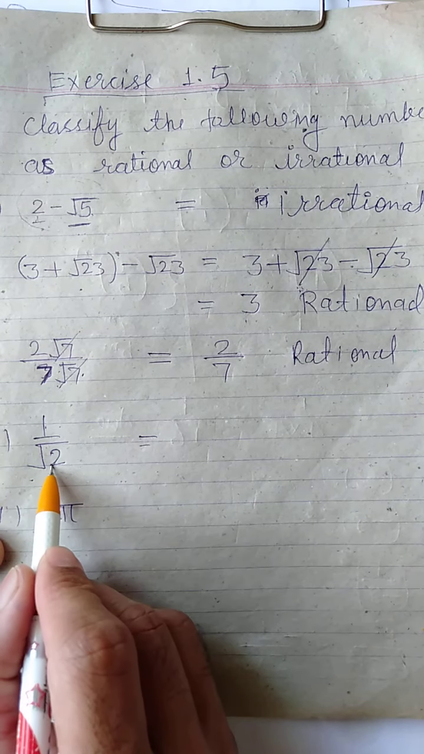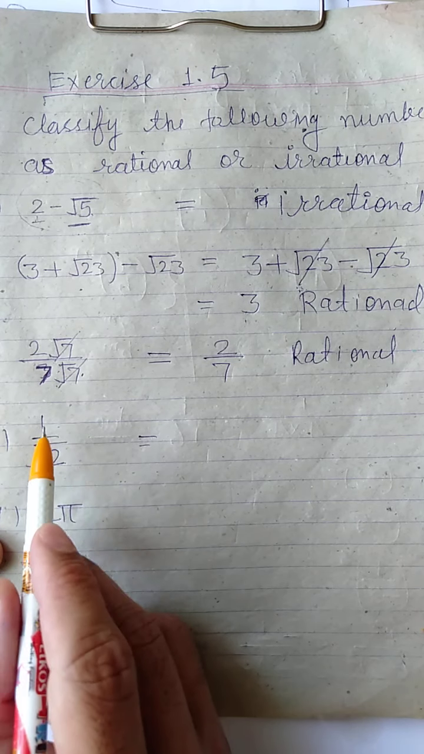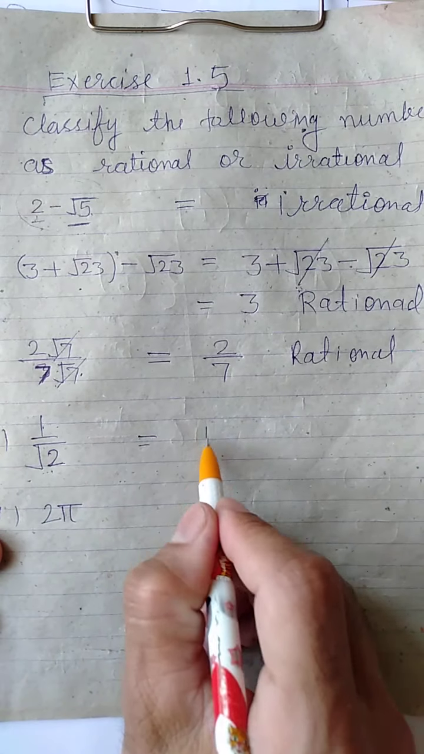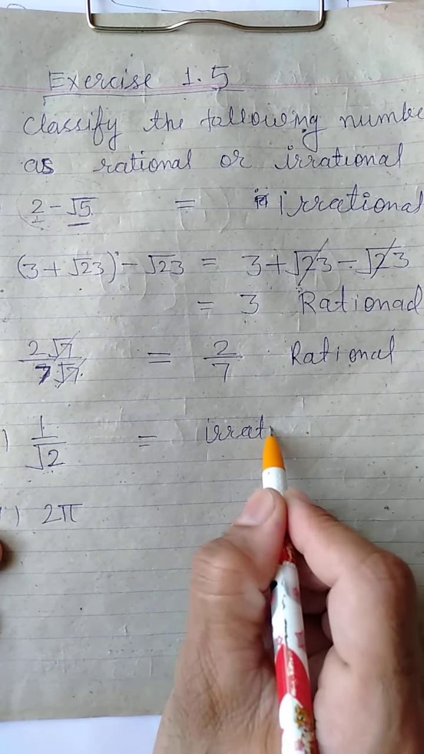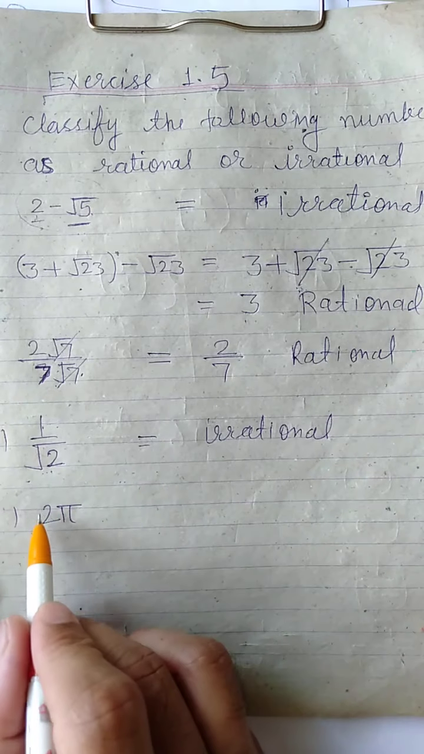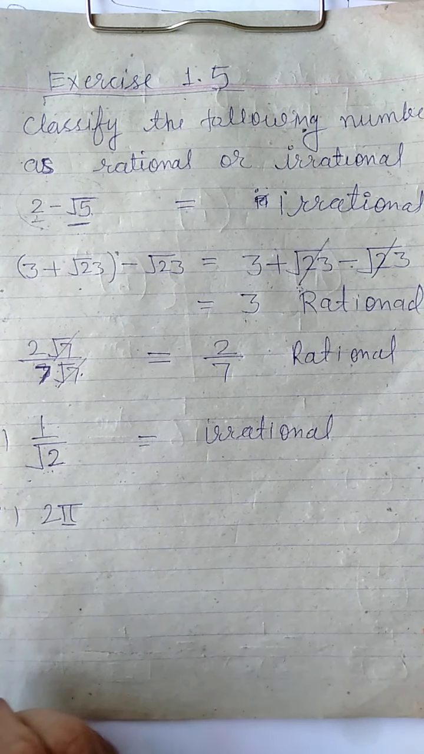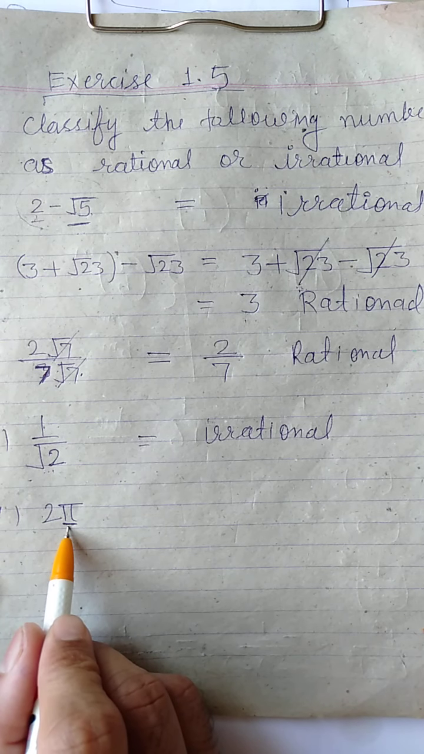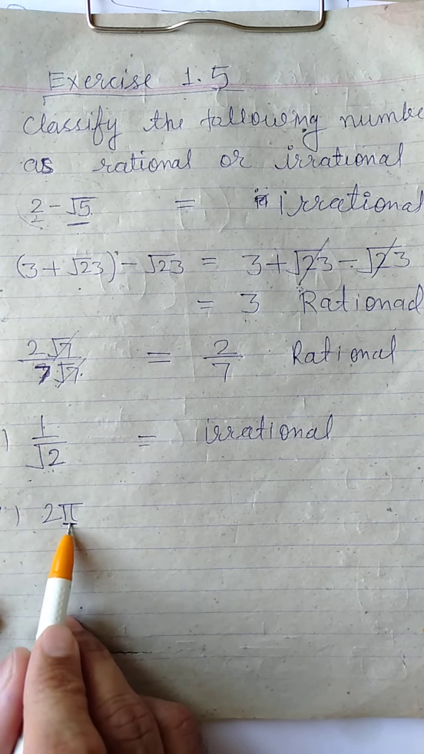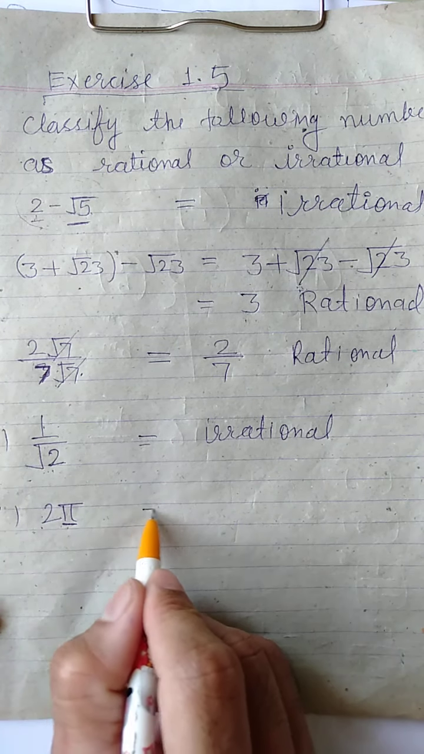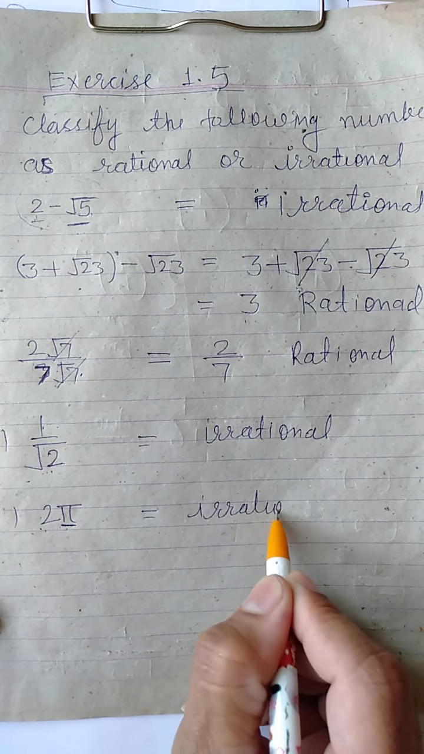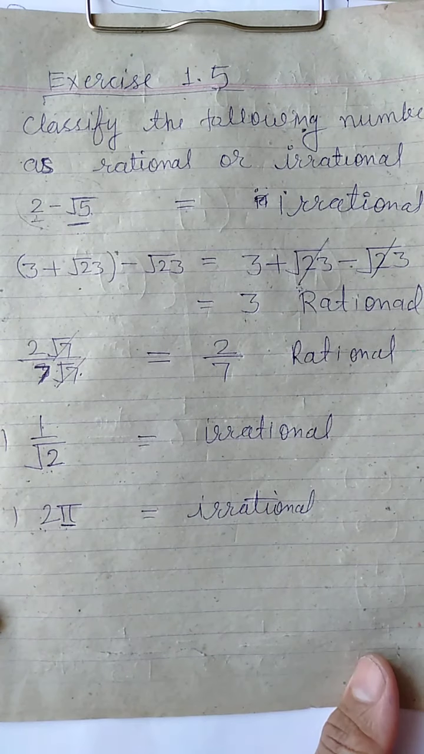As we know, 2 is a prime number. If 2 is a prime number, when we divide 1 by root 2, this will be irrational. So this is an irrational number. The next one is 2 pi. As you know, pi is an irrational number, because it is non-terminating and non-recurring. If we multiply an irrational number by 2 or by any rational number, we will get an irrational number only. So this is also irrational, right?